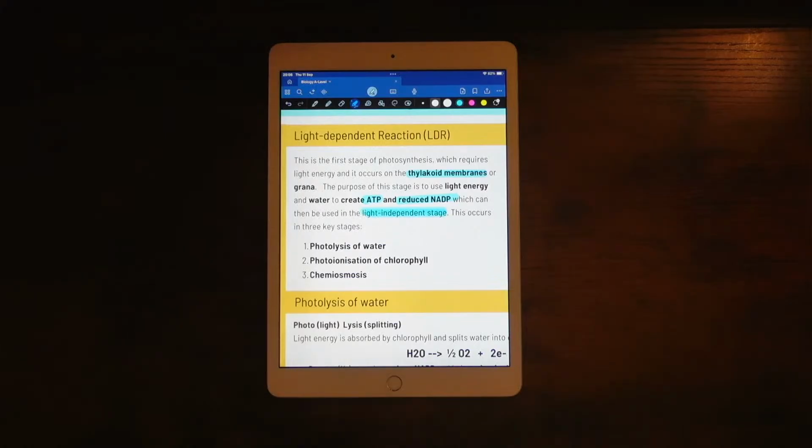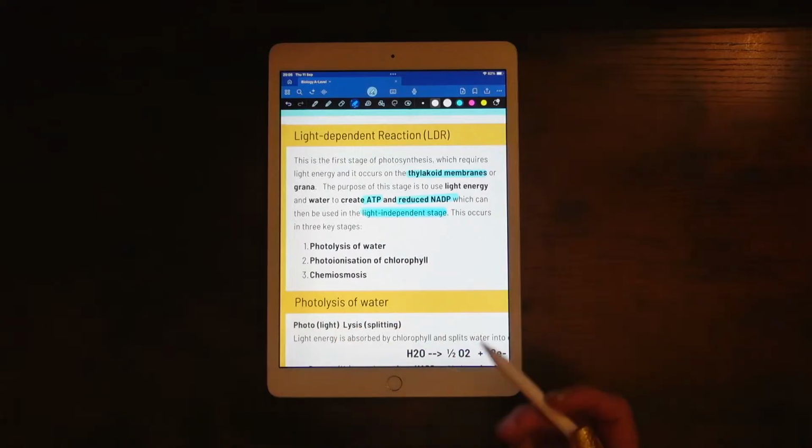Someone said, would this help for AS biology because I'm in year 12? It will. It might not make loads of sense. There is some information here that kind of links to cells, but this is a year 13 topic, so it might be a bit confusing.